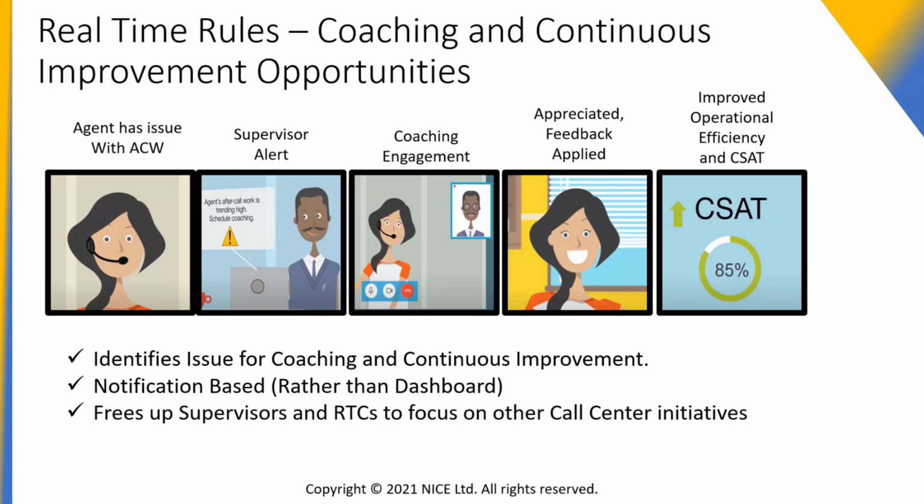An example: you could have an agent that has an issue with after call wrap, where they seem to be stuck in that for more time than is normally allocated for that type of function with the call. And you want to identify, is this something that's happening a lot? Do I need to provide some kind of coaching? In this case, we could alert the supervisor that there's that need based on the pattern that we see. Then the supervisor can set up, separately, a coaching engagement.